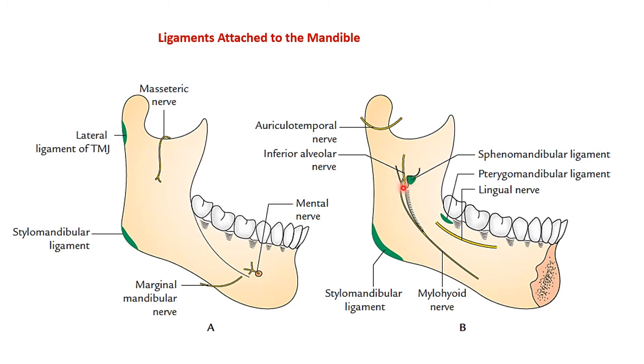The mandibular foramen leads to the mandibular canal, which transmits the inferior alveolar nerve, inferior alveolar artery and inferior alveolar vein, and this comes out. This canal opens at the mental foramen here. So these were the ligaments: the lateral ligament of the temporomandibular joint, also called the temporomandibular ligament, the stylomandibular ligament, the sphenomandibular ligament, and the pterygomandibular ligament. These are the attachments on the mandible.